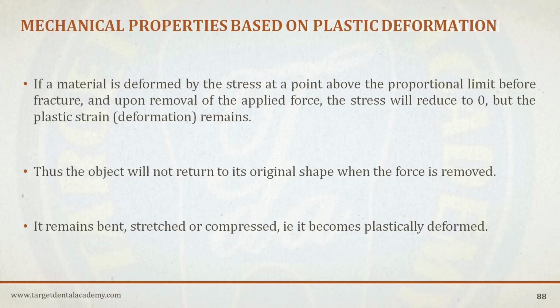But beyond the proportional limit, when you reduce or remove the force, the object will tend to undergo a plastic deformation, or you can say the object gets completely deformed permanently. Thus the object will not return to its original shape. When the force is removed, it remains bent, stretched or compressed, that is, it becomes plastically deformed. As I've already told you, when you apply the pressure within the proportional limit, it will never get distorted, never get deformed. When you apply the force beyond the proportional limit, the object tends to get deformed and will never return back to its original shape.